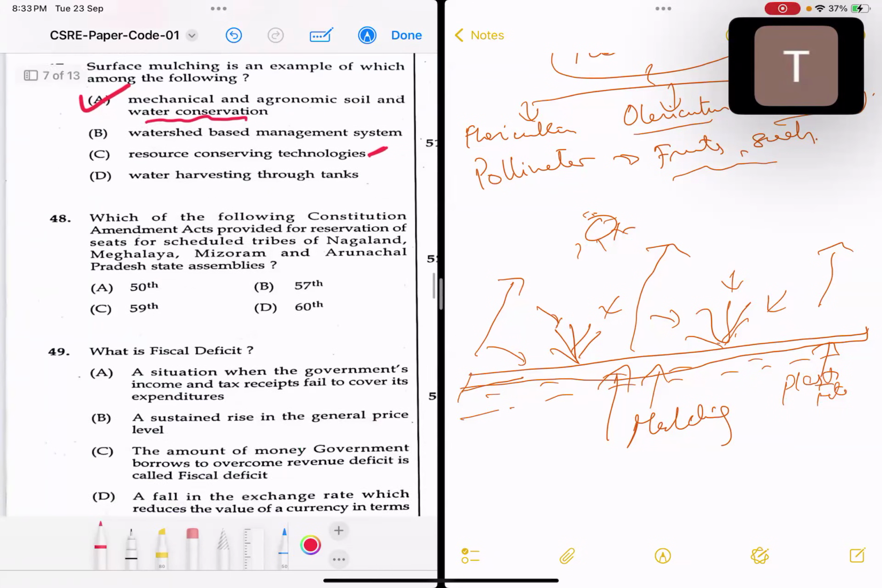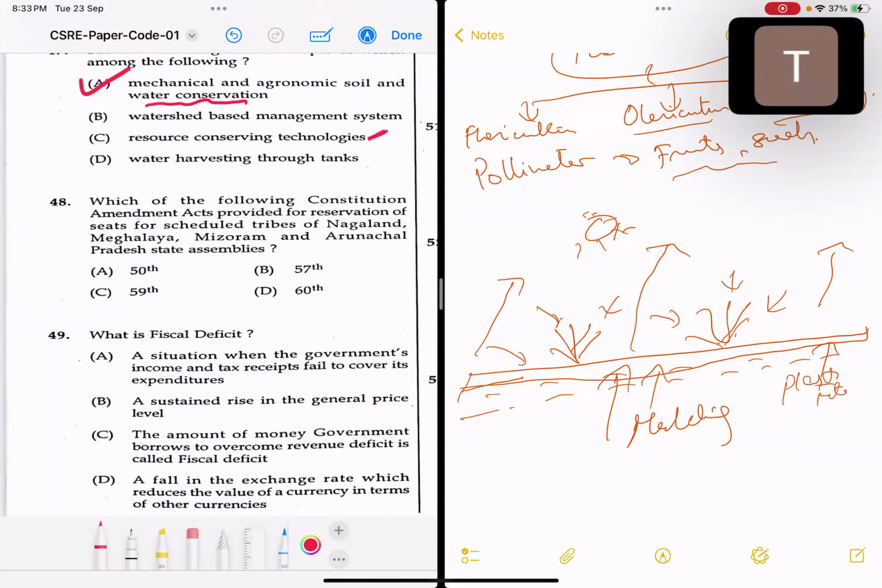Okay, question number 48. Which of the following Constitution Amendment Acts provided for the reservation of the seat for the scheduled tribe of Nagaland, Meghalaya, Mizoram? So this is a direct question. So it is the 57th Constitutional Amendment Act, okay? It was passed in the year 1987, right?